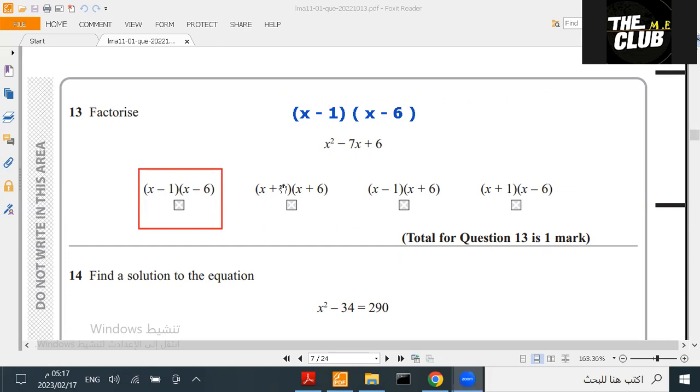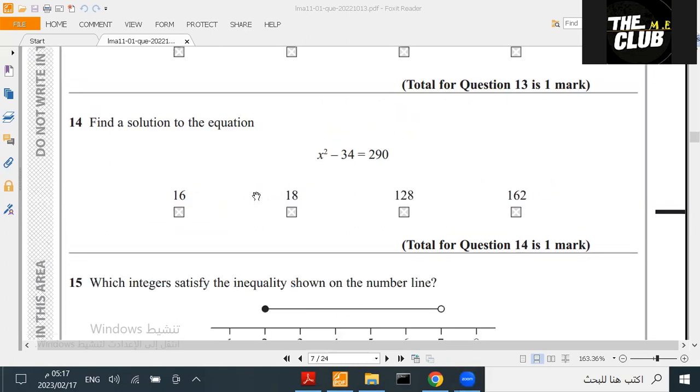Now let's move on to the next question. Okay, find the solution for this problem. First thing you do, you take this to the other side, which is minus 34. You take it to the other side. It's going to be plus 34. Write it here as plus 34 and then add them together. When you add 290 plus 34, you get what? 324. So x squared equals 324.